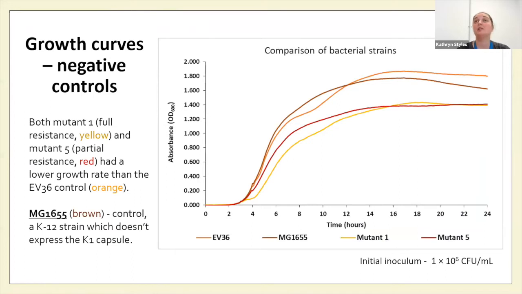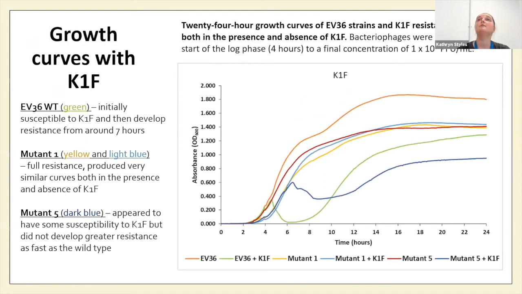And I've also added in MG1655 as a control here, which is just another K1 strain that doesn't express the K1 capsule. So just to see if it's the capsule that's causing the better growth in EV36. So yeah, there was a fitness cost to both our mutants.